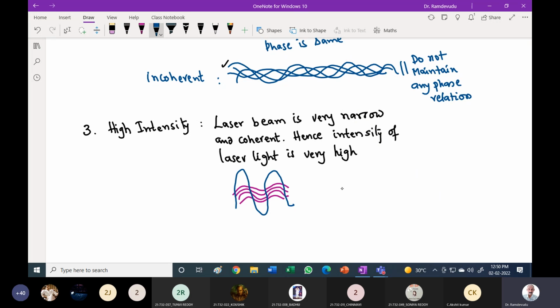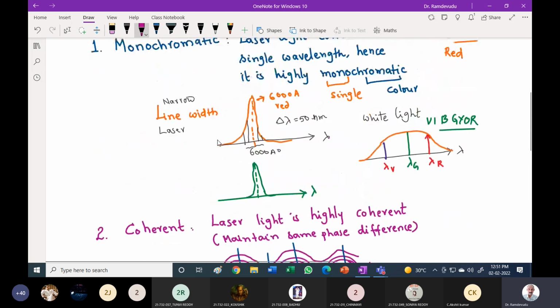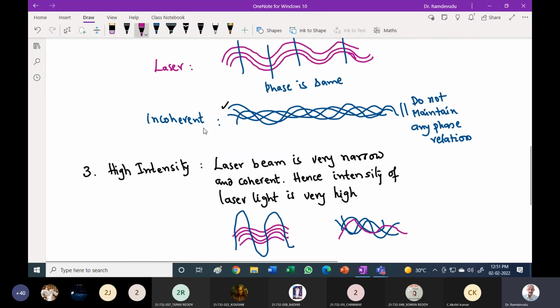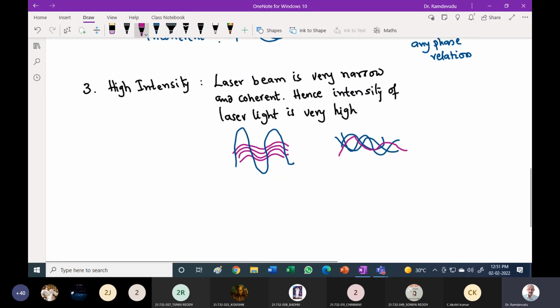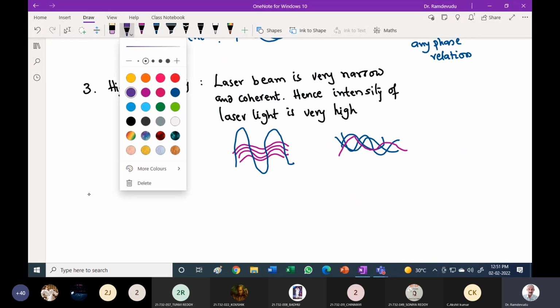If you take, suppose, one wave is something like this, another wave is going like this, and one more wave is going like this, then there is no phase relation, and the resultant will be, so here something falls here, and it is not that one. So intensity is not added up. Here intensity is added up, and we have higher intensity. So coherency or monochromatic, coherent, high intensity. And anyone, can you tell me the next property of laser?